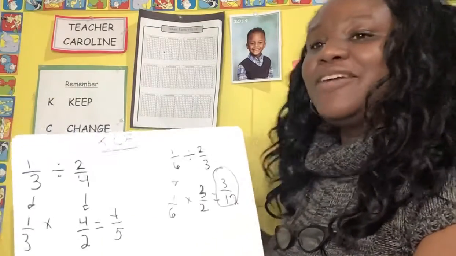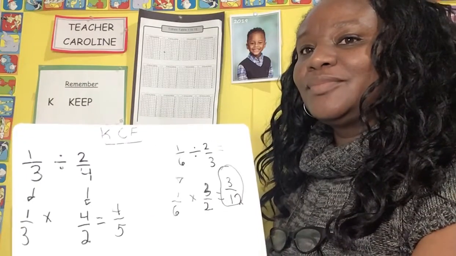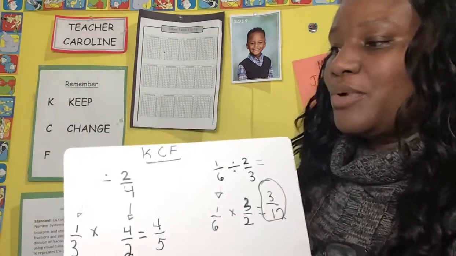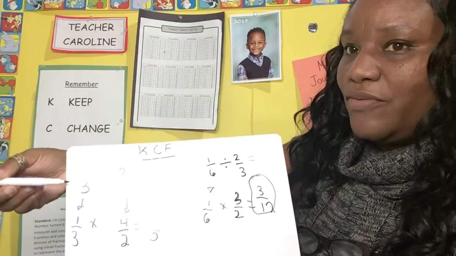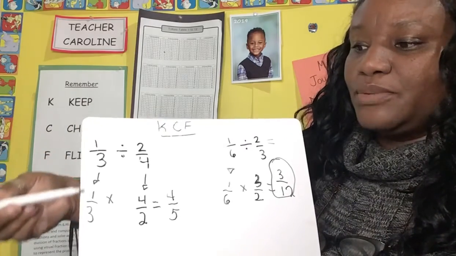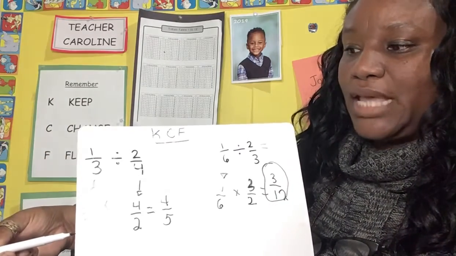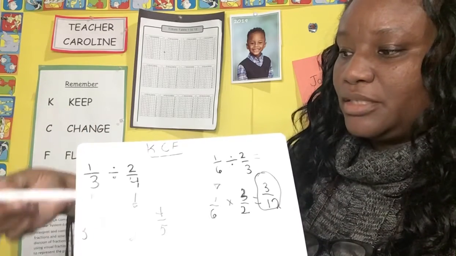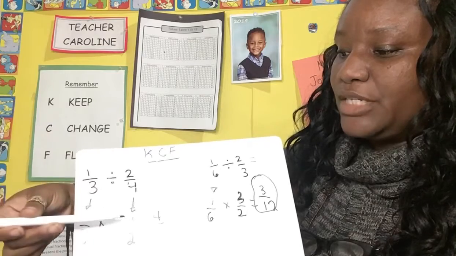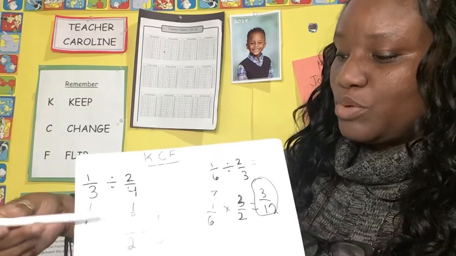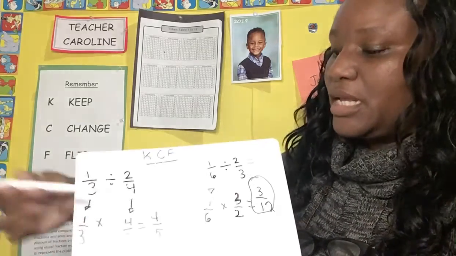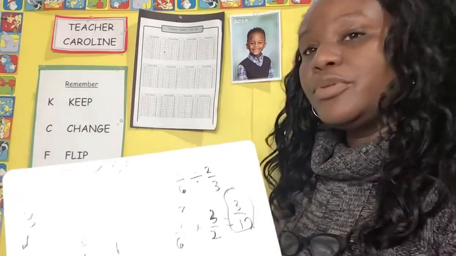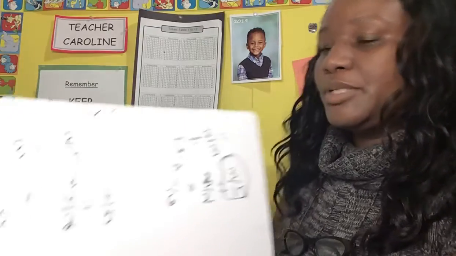Okay, how did everyone feel about that? I hope everyone did great. As you can see on my work, for the first problem, I kept 1/3 the same. I changed my division sign to a multiplication sign. 2/4, I changed to 4/2. Then I just multiplied across. Again, if you're struggling with this, check your multiplication chart or grab your graphic organizer, which has the steps.